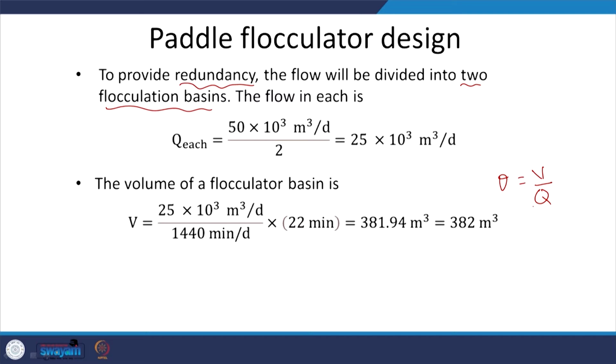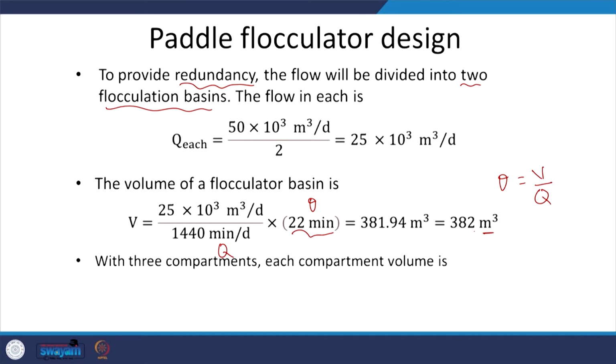The volume of the flocculator basin is based on theta. Theta equals V by Q, and volume then equals theta into Q. This is theta and this is Q, and you can change the units around, and this is the volume that I want. With 3 compartments, keep in mind this is the total volume, and we have 3 compartments because of different G values. So 1/3 for the first compartment, so the volume is 127 meter cube.